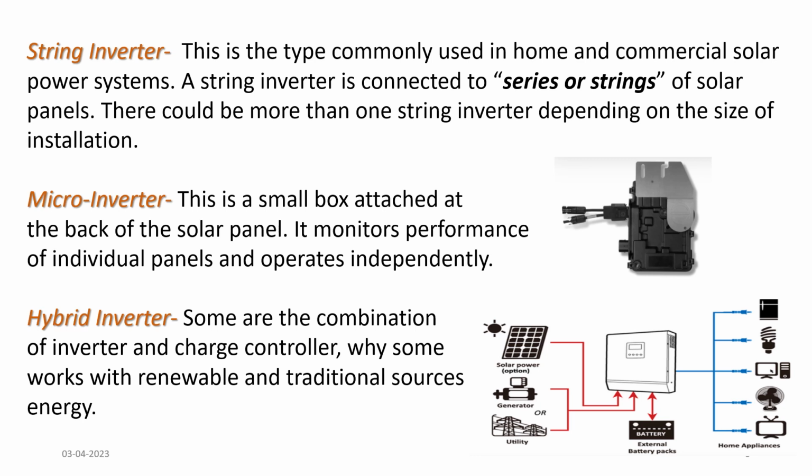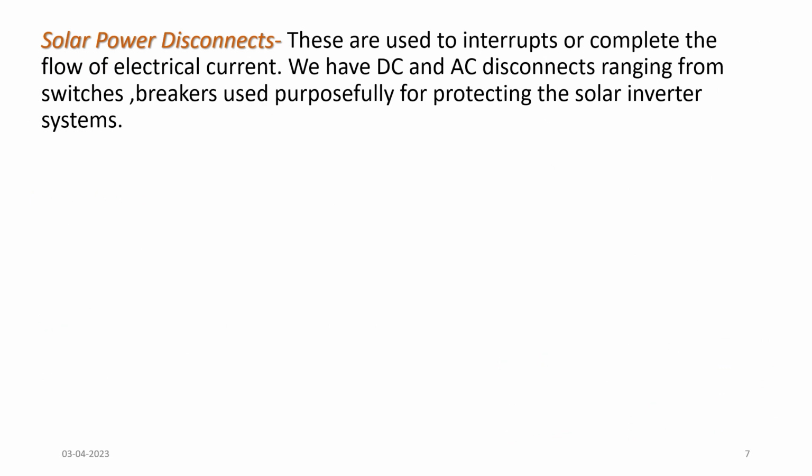And from this picture, you can see that the solar power option is in there, a generator or utility is in there, then a battery pack is in there to power your home appliances. I can say solar power disconnects are used to interrupt or complete the flow of electrical current. They can also be used as a protective device, because they make and break the flow of current. So we have both DC and AC disconnects, ranging from switches to breakers, used purposefully to protect the solar inverter system.